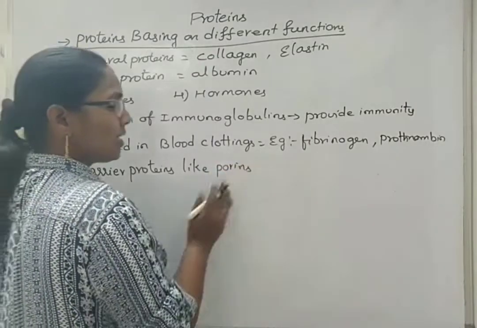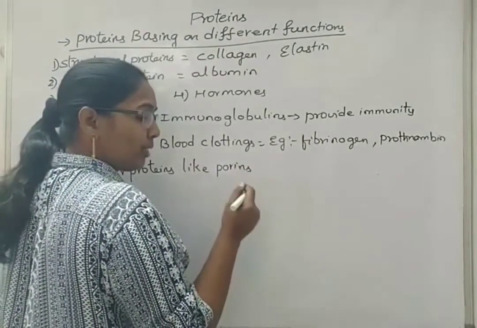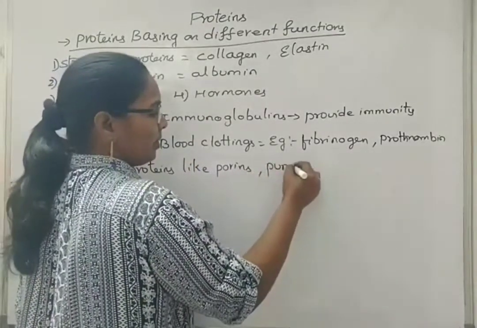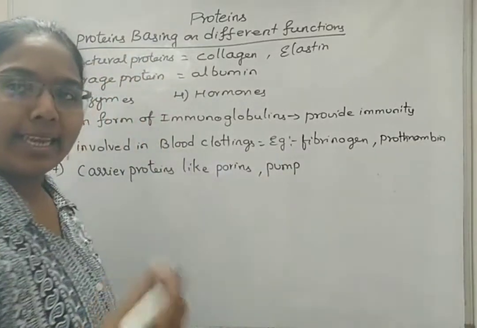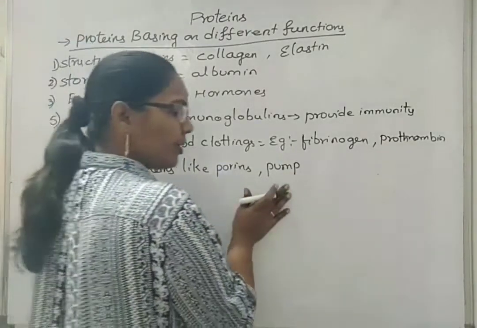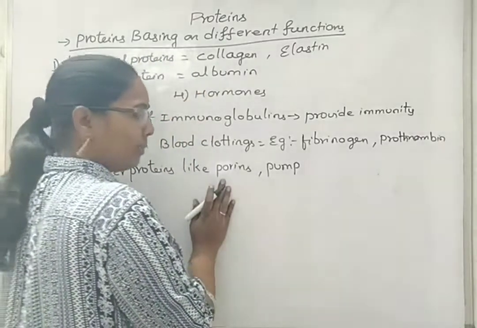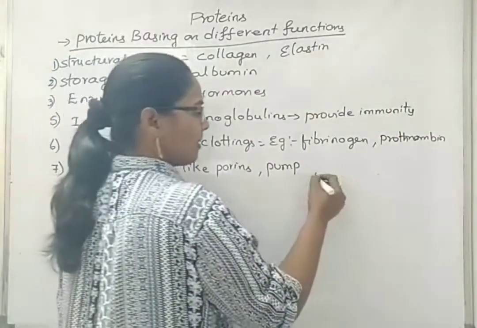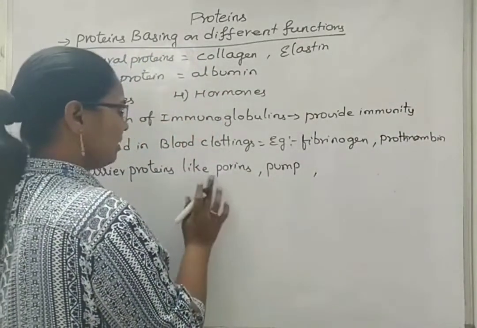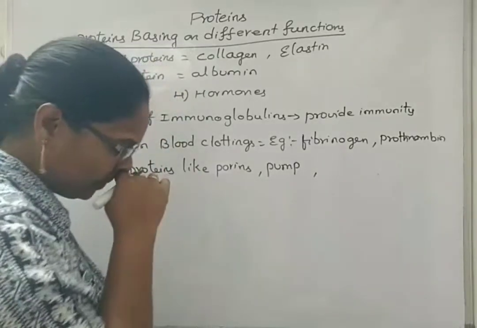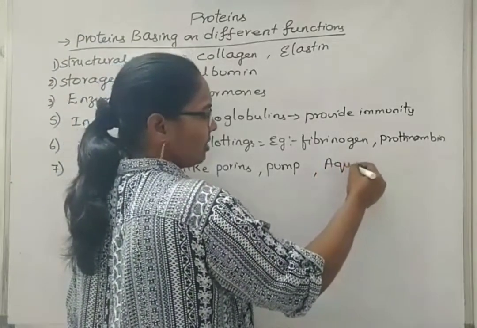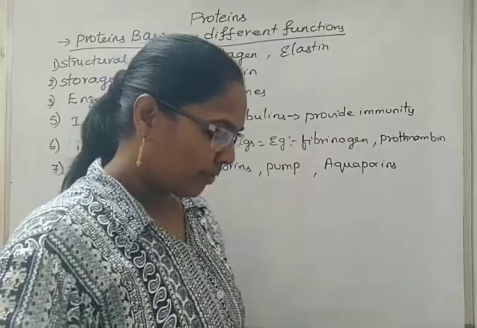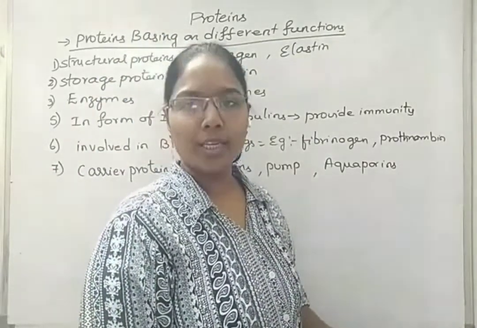Porins are considered to exist in the outermost layer of mitochondria and the outermost layer of plastid. Pumps are considered to utilize ATP for transportation. These are also carrier proteins. But porins will not use ATP. Those are considered pure facilitated diffusing carrier proteins. Next, another example we can take, porins, pumps, and also aquaporins. Aquaporins transport water molecules. Eight aquaporins are called one water channel.